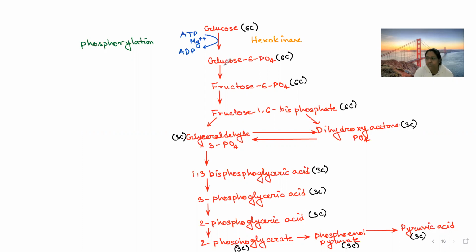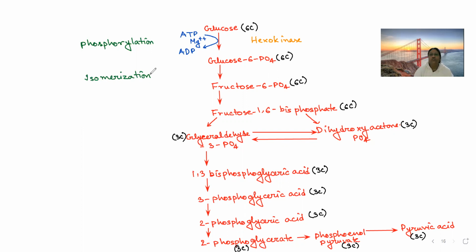Next is glucose 6-phosphate to fructose 6-phosphate. So if I am talking about this reaction, it is known as isomerization. So you know that glucose and fructose both have same chemical formula, that is C6H12O6.